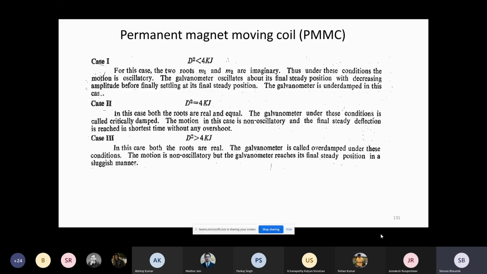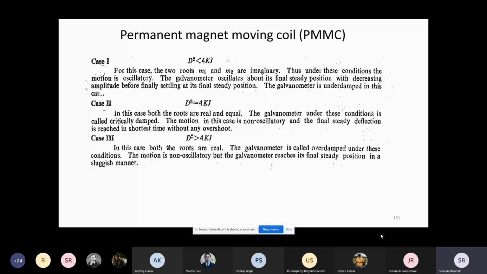Generally we prefer that a galvanometer oscillate and come down to a steady state, which is the underdamped condition, and based on that we design the galvanometer so that d square is less than 4kj. As we design the galvanometer, we know K, we know J, we know all the parameters, so we can write a solution of this differential equation as a function of time for case 1, case 2, case 3, whichever is the case in your galvanometer.